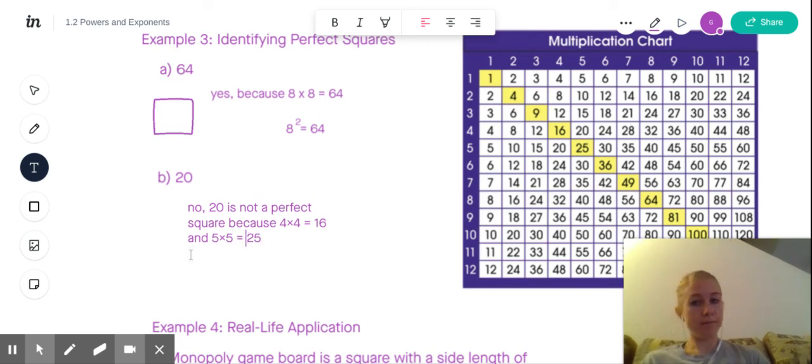Okay, so that's it. That's how you find a perfect square. You need to look on your multiplication chart and see if you can get two numbers that are the same, that can multiply together to get that number. And that's how you find out if it's a perfect square.